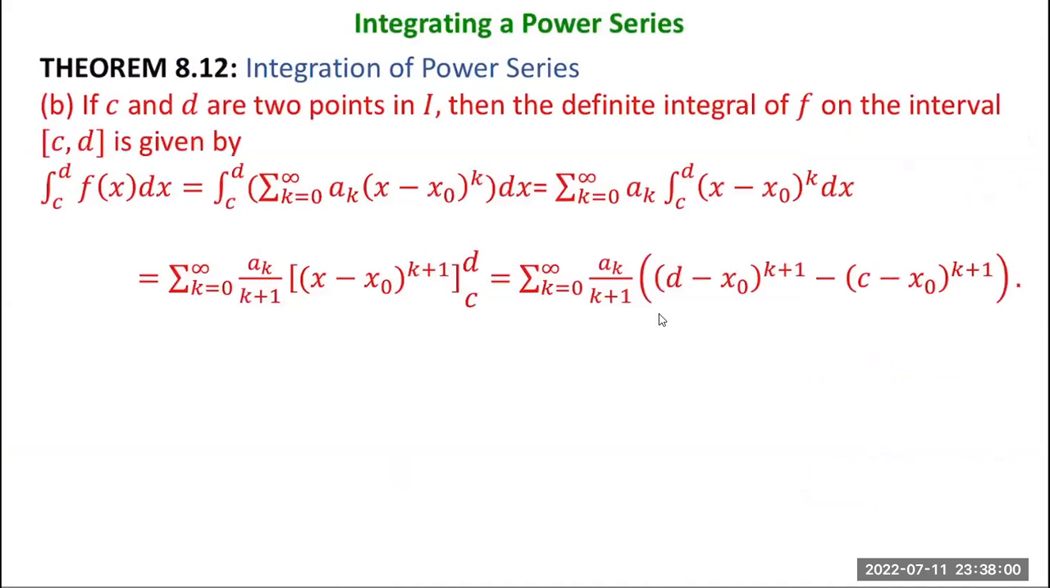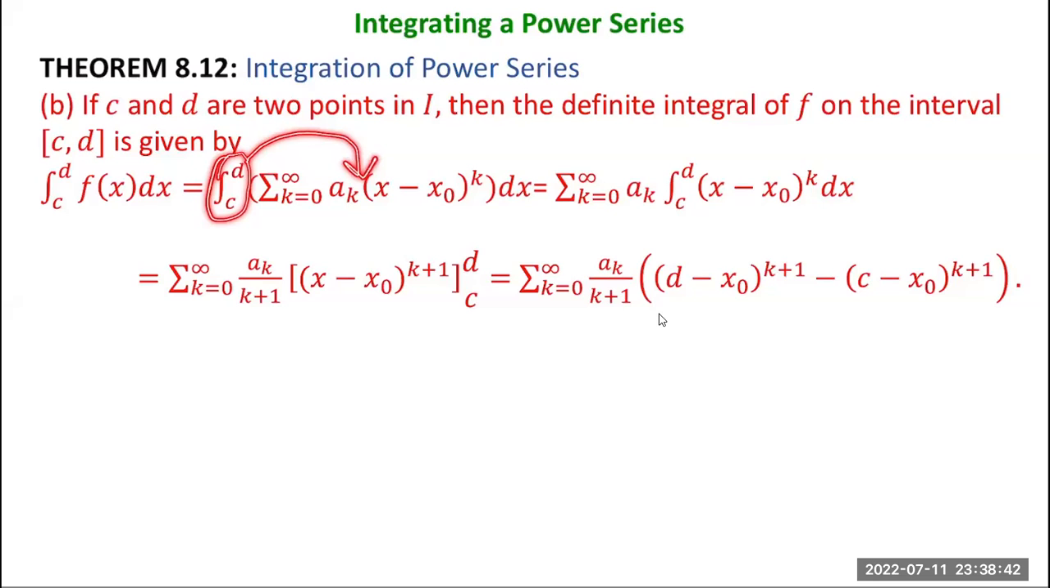Okay, here is the next part. If c and d are two points in the interval I, which is the interval of convergence for the power series, then the definite integral of f on the interval c, d is given by the definite integral of f of x from c to d dx, which is equal to the definite integral of this power series from c to d, which is equal to sigma k goes from 0 to infinity a_k times the definite integral of this inside term.